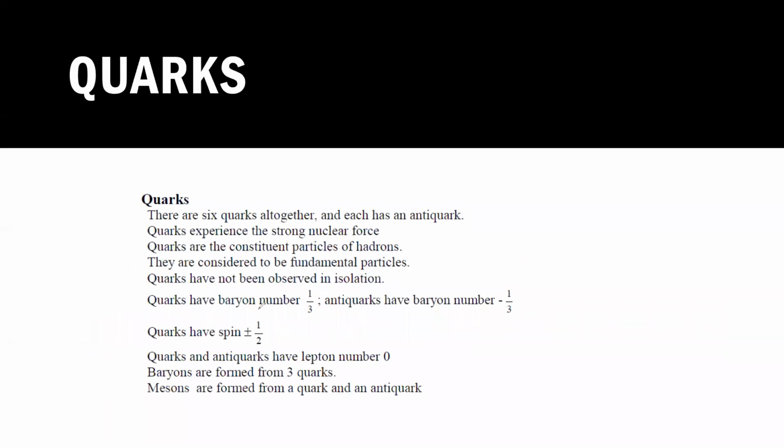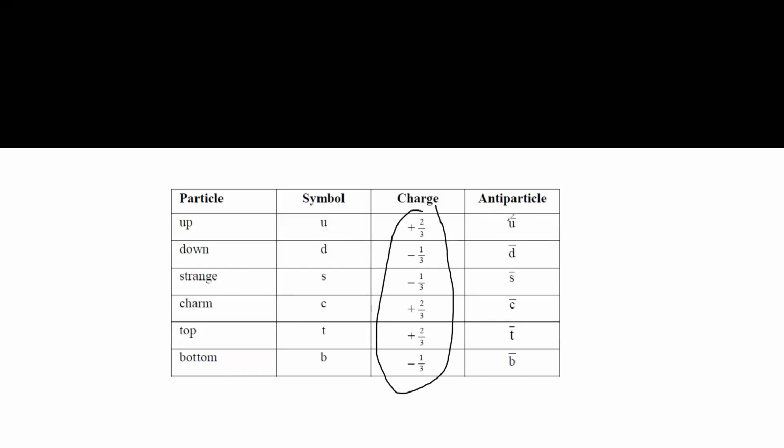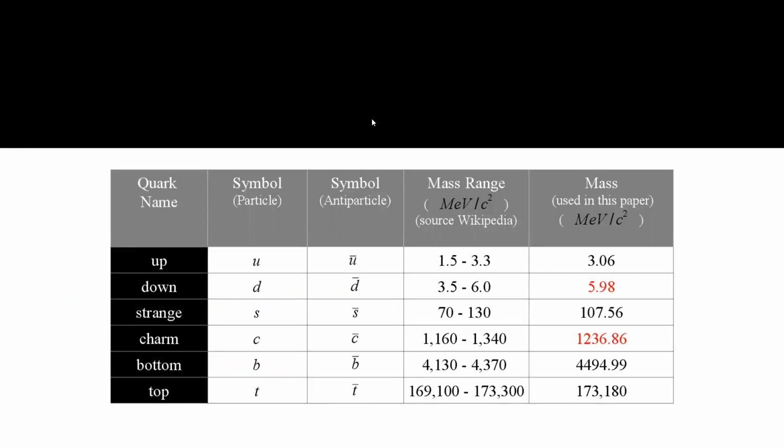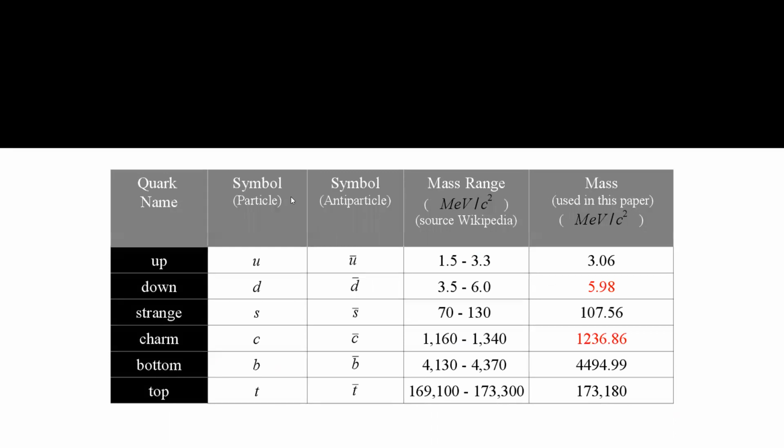Quarks are the particles which experience the strong nuclear force, and these quarks consist of up, down, strange, charm, top, and bottom. This is the relative charge of these quarks, and for the antiparticle, if it's up, anti-up will be represented by a bar. So these are the quarks you can see, and you can see their masses. You will find the top quark has the highest mass. You should learn the order. You should know which one is massive and which one is the lighter quark.